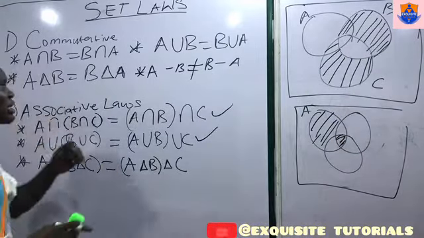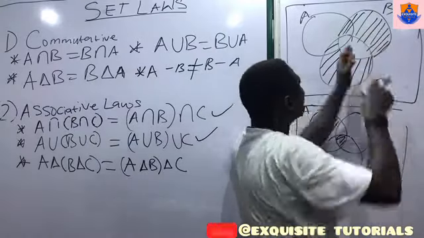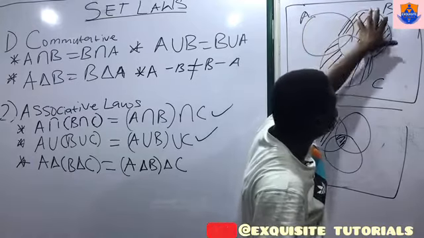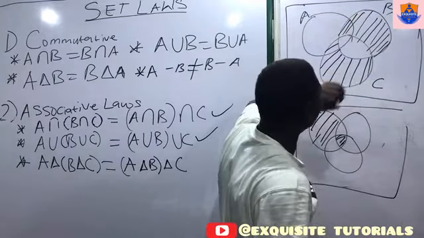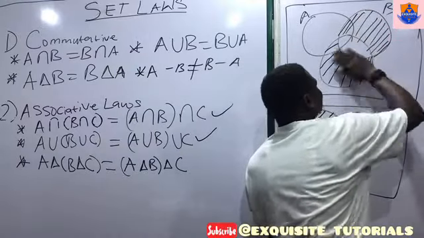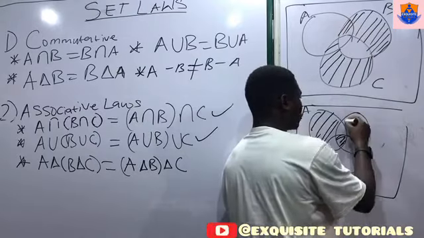Then adding it up with those elements that are in this part but not in A. So the elements that are in this part but not in A, we include this side, but this part will not be among them. So I'm going to add here.